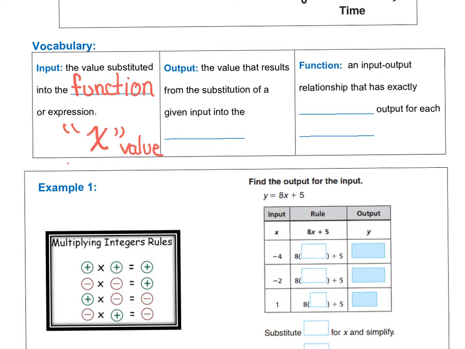Output is the value that results from substitution of our given input into the function. So again, we're going to write function. Today we're going to be working with function tables. Our x value is also called our input. Our output is our y value. And then finally, function: an input-output relationship that has exactly one output for every input.